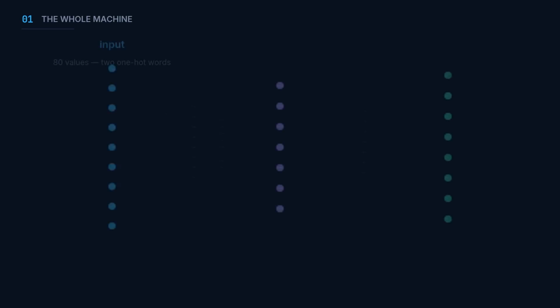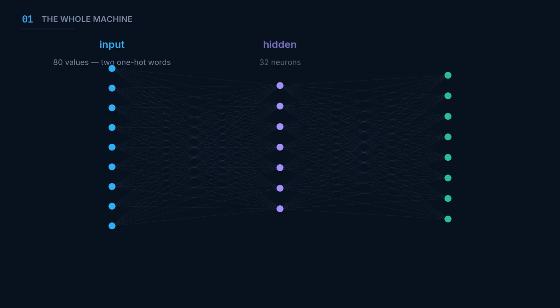80 input values are 2 one-hot words, a hidden layer of 32 neurons, and an output layer with 1 neuron for every word in the vocabulary, about 40 of them. Neuron 22 might stand for learn, neuron 7 for blue. The network's answer is simply which output neuron scores highest.